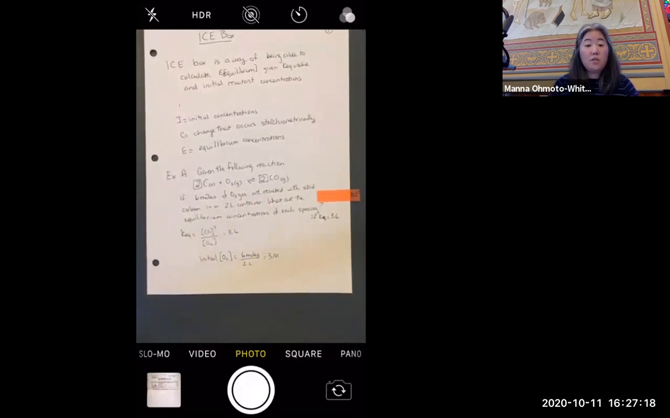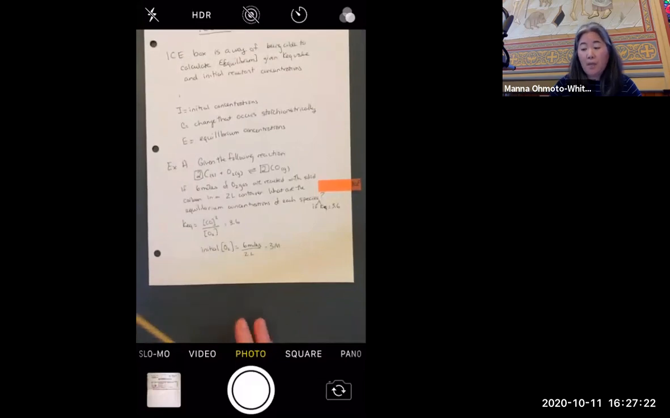First and foremost, as we always have to do, we write the Keq expression first. Say the Keq value is 3.6. So Keq is equal to the carbon monoxide concentration squared over the oxygen concentration. Notice that there is no carbon in here because carbon is a solid and it doesn't have any concentration units attached to it. I also have to remember that these are concentration units, so because my oxygen gas is given in moles in a 2-liter container, I need to convert that to molarity.